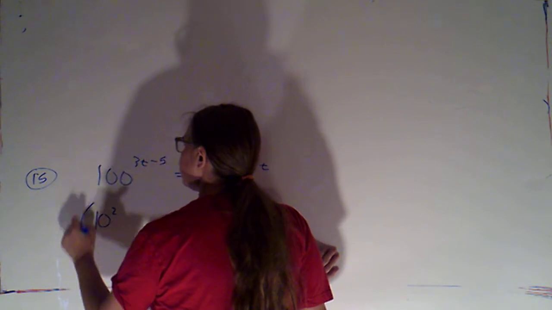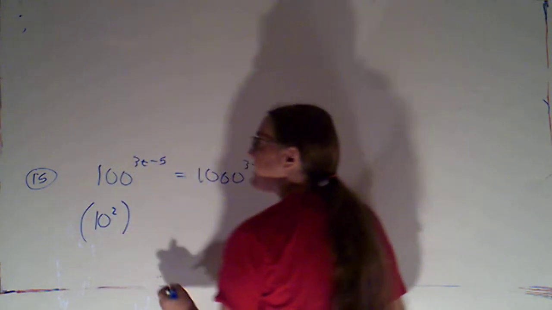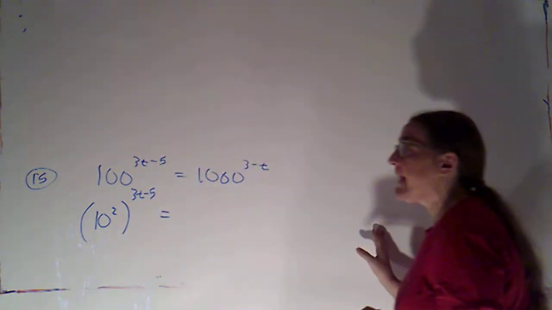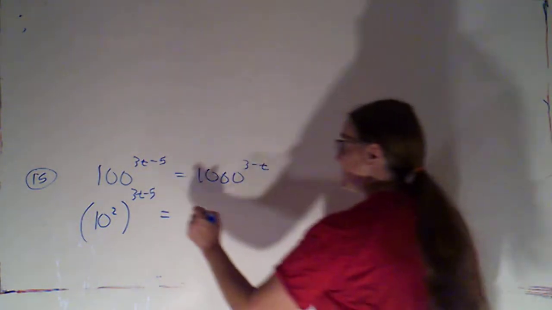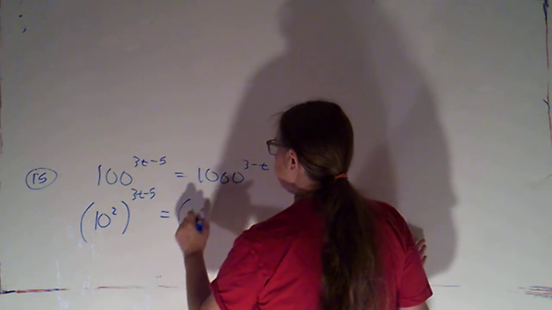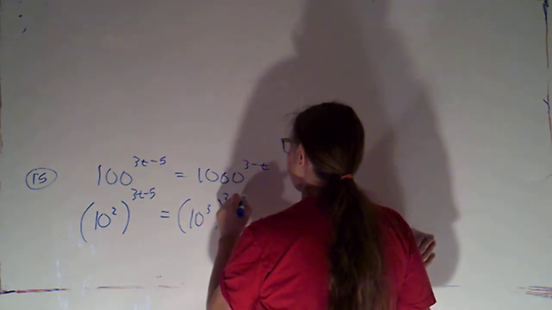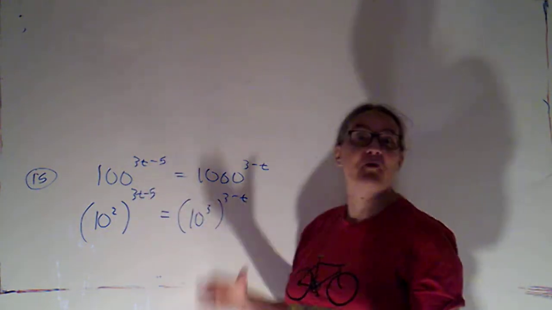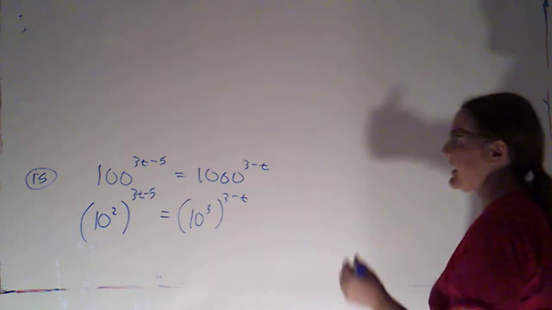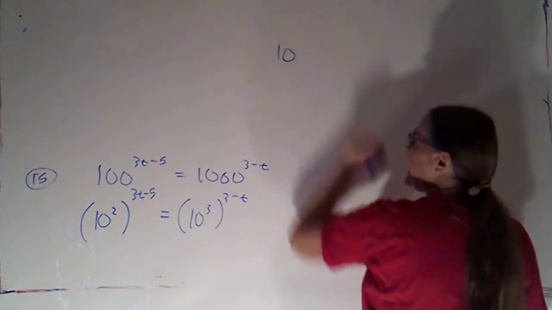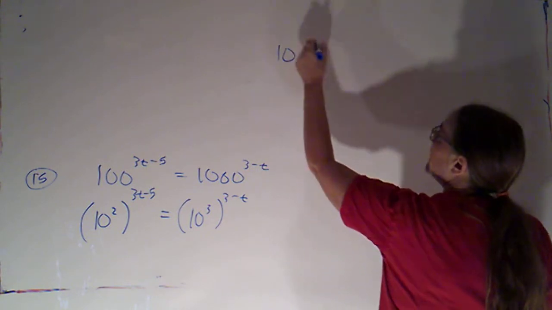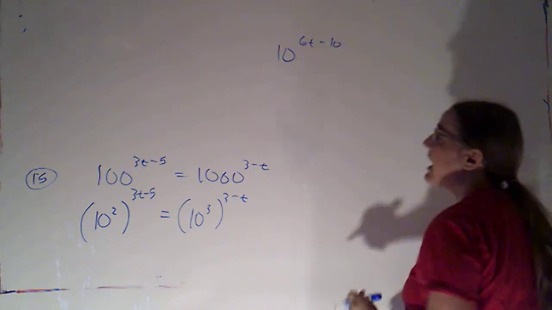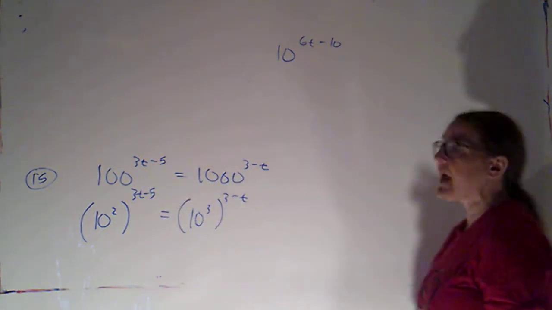So 100 is 10 squared, so that's going to be 10 squared to the 3t minus 5. 1,000 is 10 cubed, so that's going to be 10 cubed to the 3 minus t. Now on both sides I have a power to a power, so we just multiply the exponents. So we're going to have 10 to the 6t minus 10. Again, don't forget to distribute that 2.